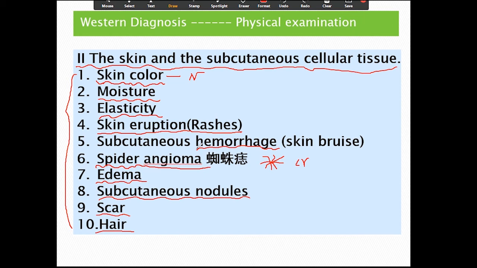So later when you learn some internal medicine illnesses, they will talk about some symptoms or maybe some signs, especially going to some unit, like we talked about the liver unit. So that's generally the skin and skin tissue there.